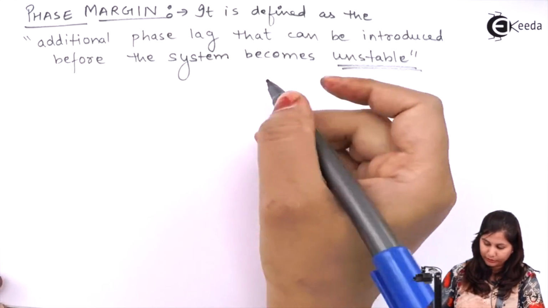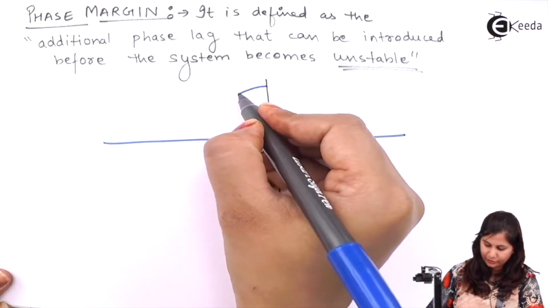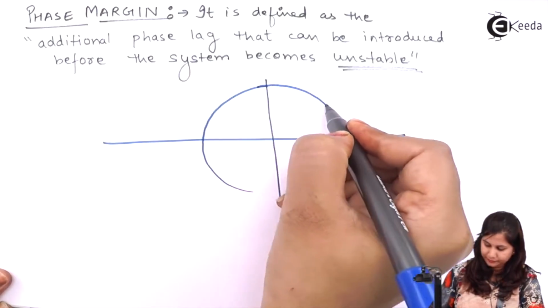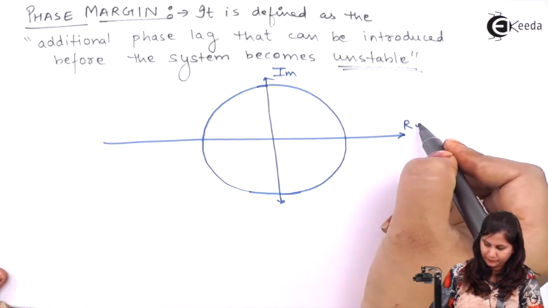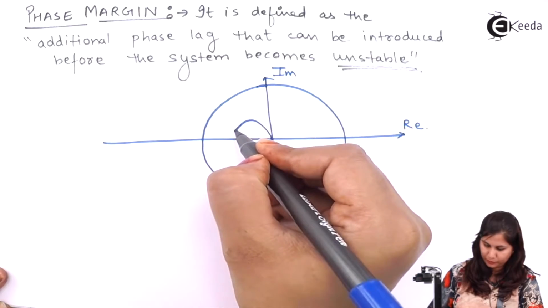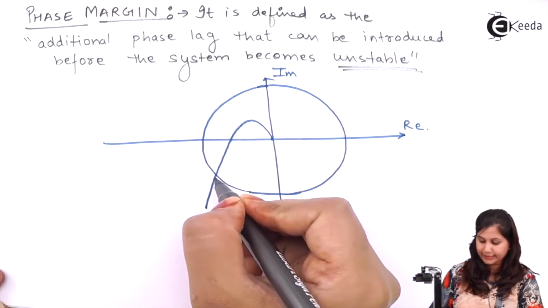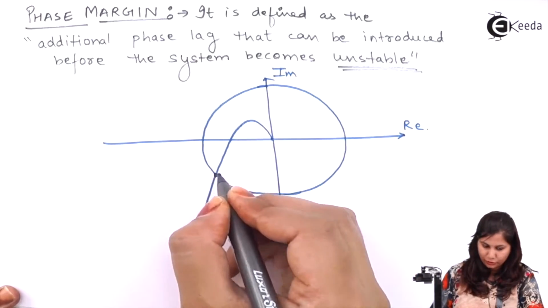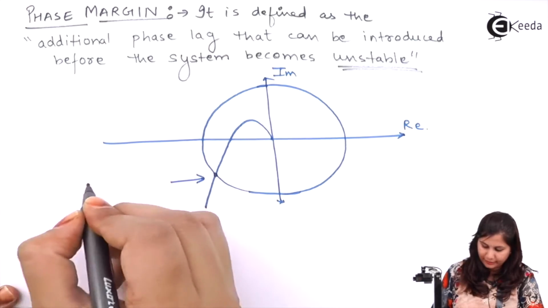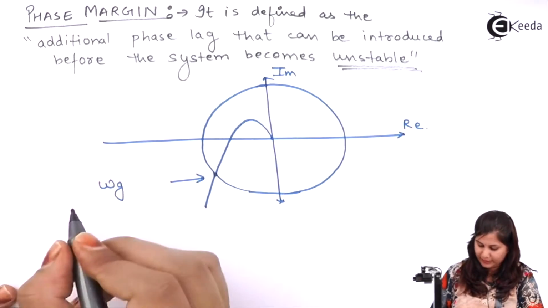If we see on the polar plot, this is again the unit circle and it is the polar plot. Now this polar plot is intersecting this unit circle at this point. So this is the frequency, that is the gain crossover frequency.